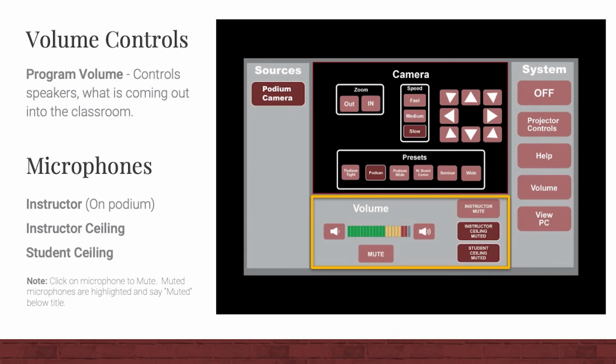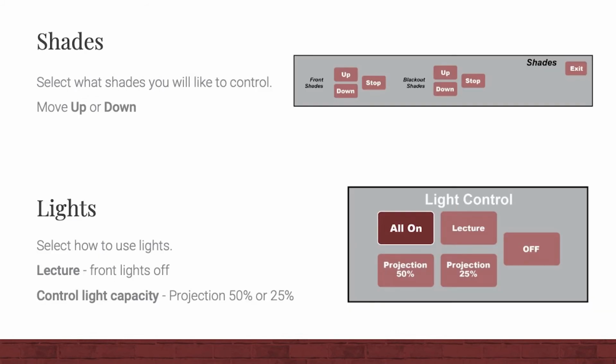It will also give you access to select what microphone to use. If you would like to mute a microphone, click on the microphone. Once the microphone is muted, it will be highlighted and the word muted will appear under the microphone's title. In some rooms, there may be access to control shades. These controls will allow you to move the shades up or down. If the controls do not work, there are manual controls on the wall. Light controls may also be available, and they will allow you to turn off the lights close to the projector screen with lecture mode, and lower the intensity of lights by 25 and 50%.